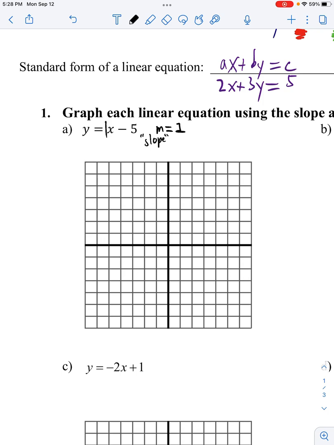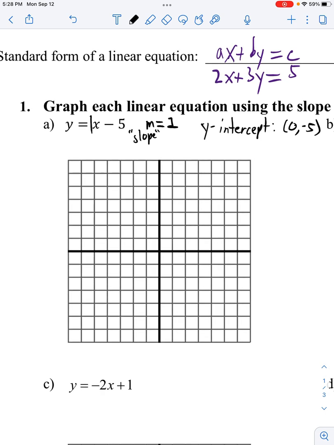Slope equals 1, okay? And then my number here is 5, but it's a minus 5. There's a subtraction symbol right in front of that 5. So my y-intercept is going to be the point 0, comma, negative 5, okay? 0, comma, negative 5.